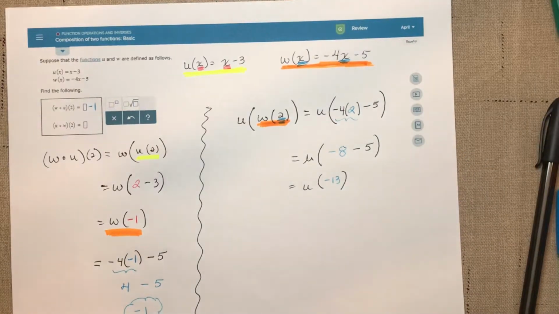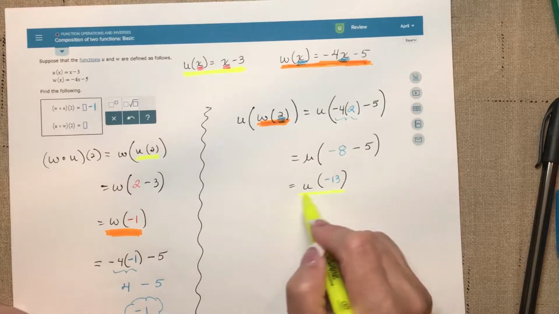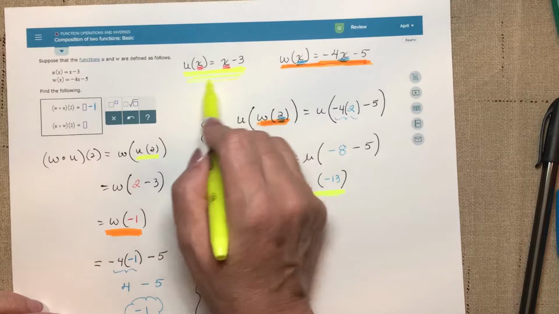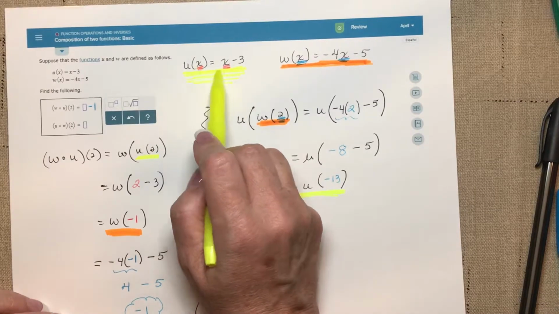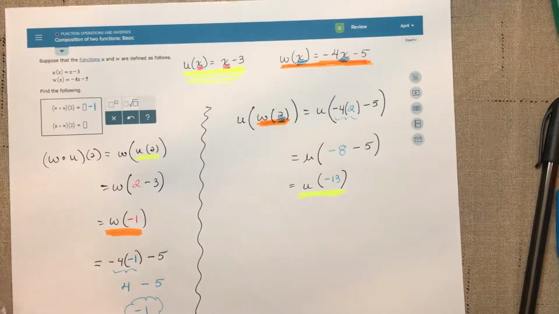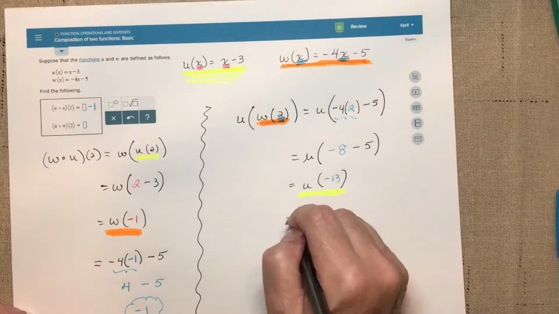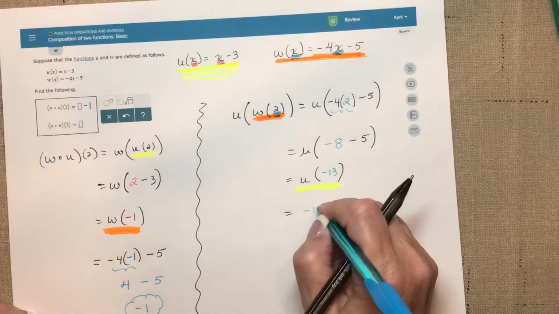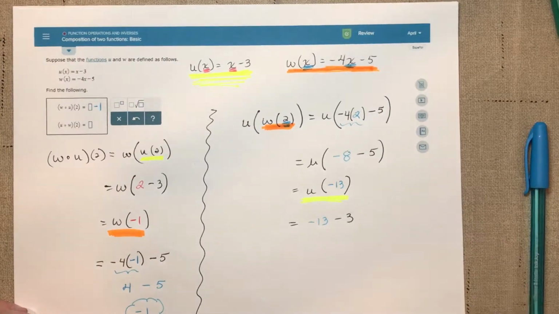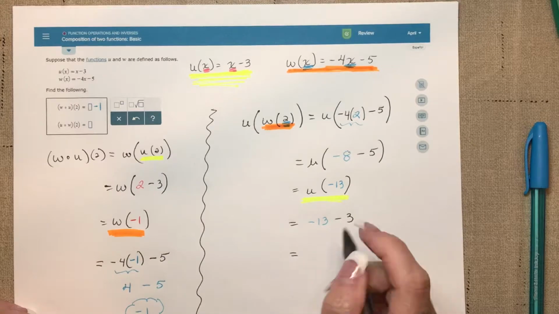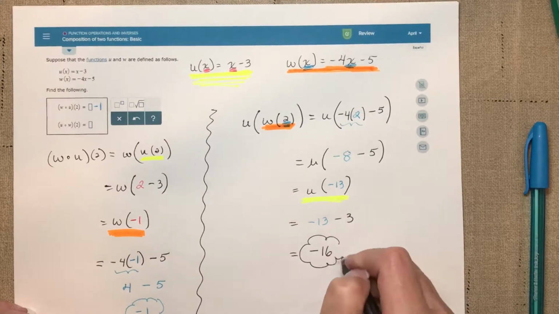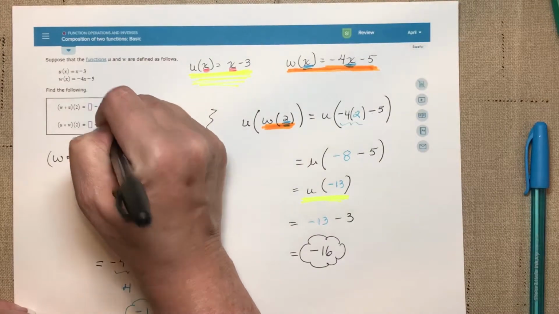And now I'm on to the u function. They want u of negative 13, so I'm back to this one again. So whatever x is, it's just going to be x minus 3. My x is a negative 13, so this is going to be negative 13 minus 3. And negative 13 minus 3 is negative 16. And that's my answer that goes right here.